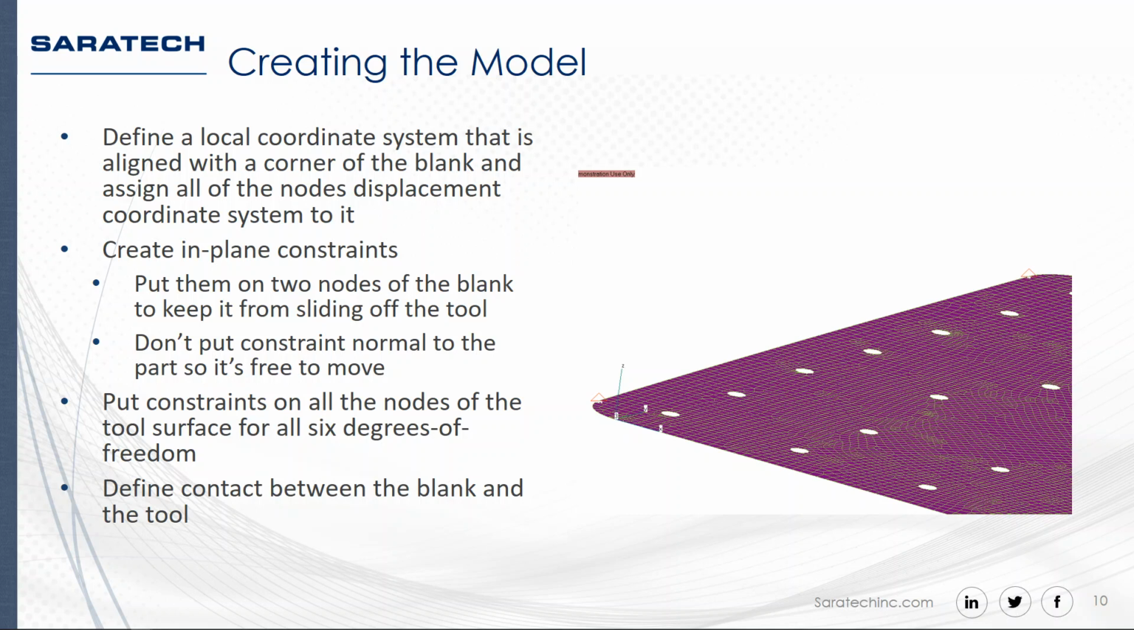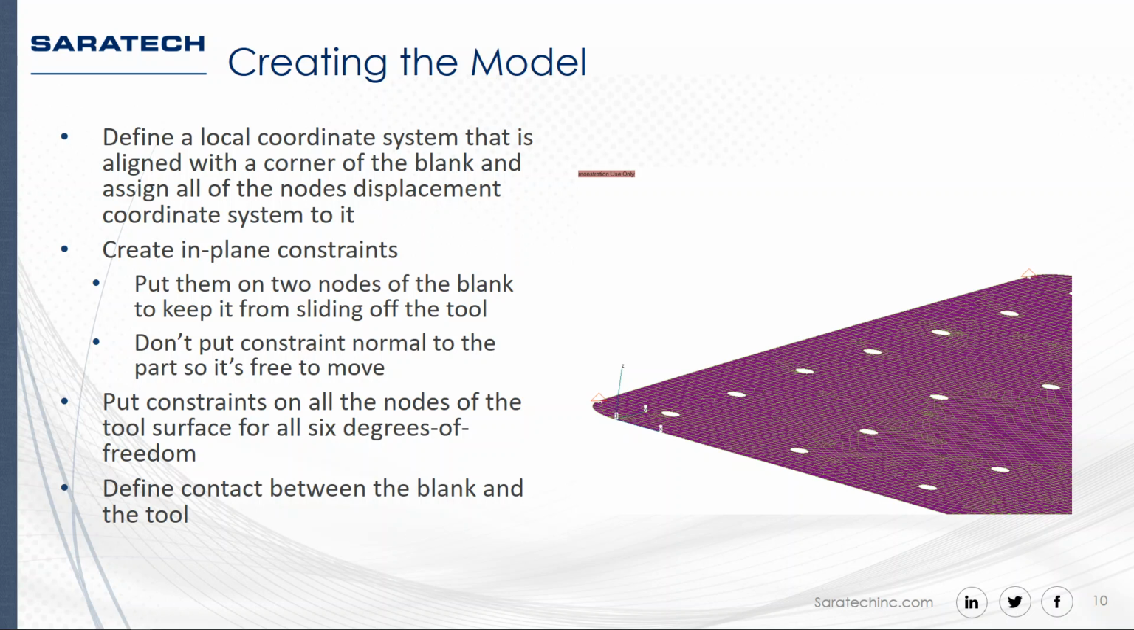In order to keep track of all this, I'm going to create a local coordinate system so I can define constraints in that local coordinate system. And I'm going to assign all these nodes to have their displacement coordinate system be in that local coordinate system. So you can see the local coordinate system number 3 in the image at the right. Its x-axis is aligned with one edge, and the y-axis is basically aligned with the other edge, and the z-axis is basically normal to the surface at this point. I'm going to create some in-plane constraints, which are those triangles that you see, to hold it in the xy plane of this coordinate system.